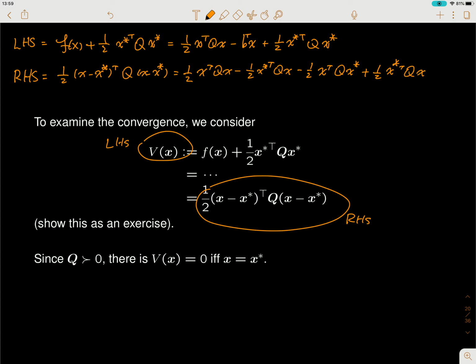Now I see that this first term came from the product of this x and this x. Remember, there's always a Q inside. And this term here is because of the product of the negative x star and this x. Similarly, this third term here is from this x and this negative x star. And the last term is just because of the negative x star and another negative x star. So I got that.